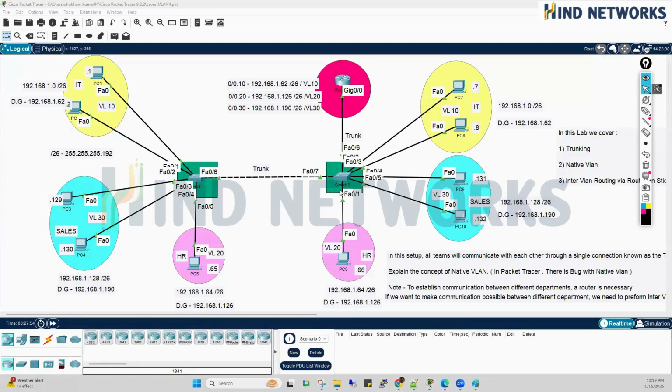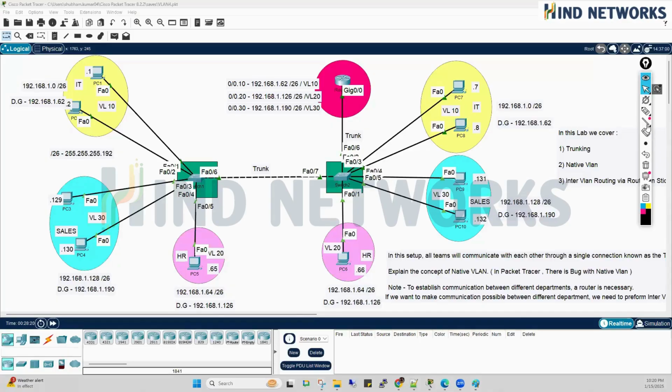Now again one more thing, guys. Generally, when you write switchport mode trunk, what happens? All the VLANs are allowed. Either you configure or not configure, no problem. Every VLAN is going to be allowed. But in the real-time environment, we are not doing it like this, guys. In the real-time environment, we are only allowing those VLANs that we are using.